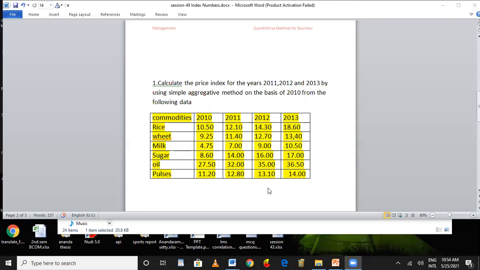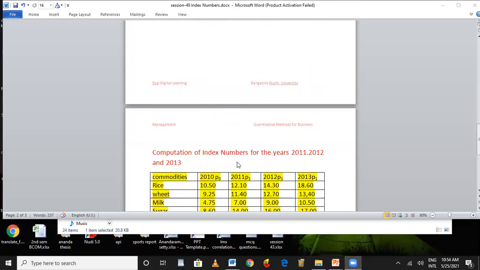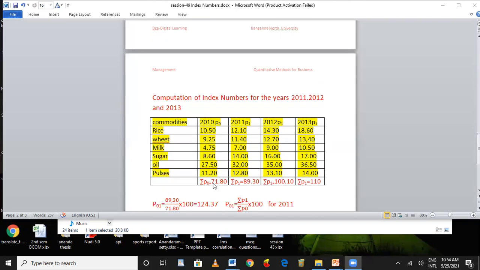They have given the commodities for the particular year. Computation of index numbers: how can we calculate the index numbers? Here we can compute the index number for 2011, 12, and 13. First, the commodities, rice to pulses, have been written. Then 2010 has been treated as the P0. P0 means base year prices.